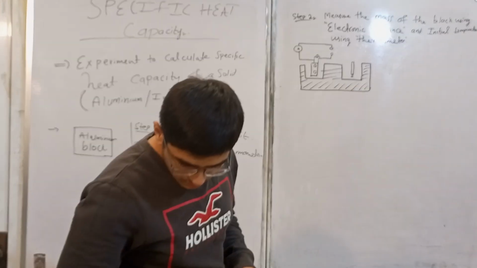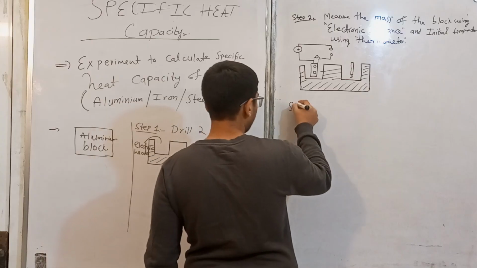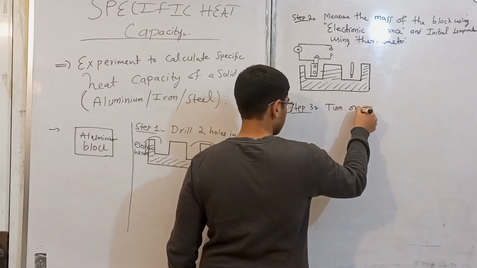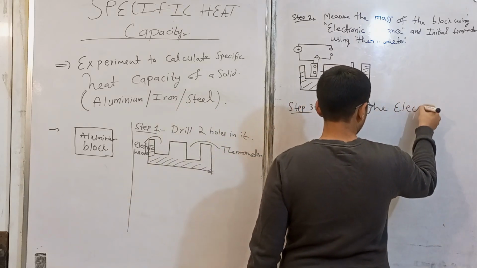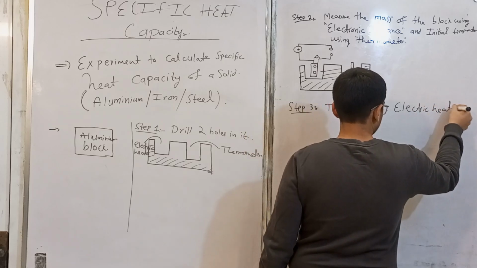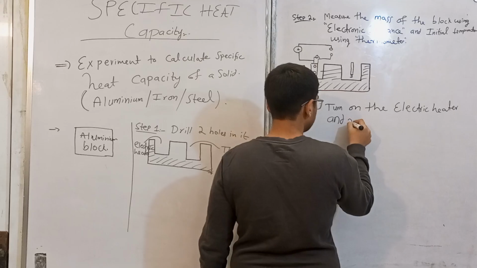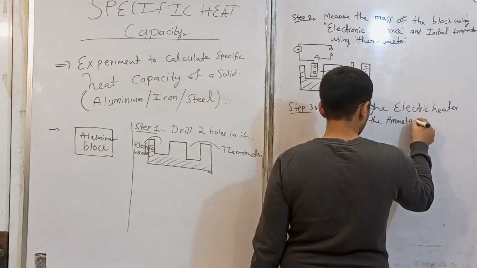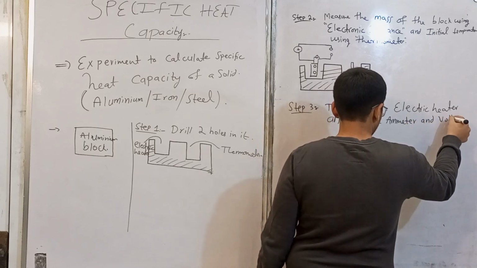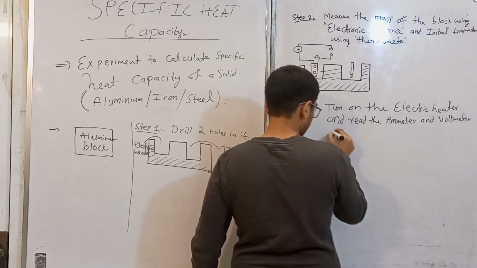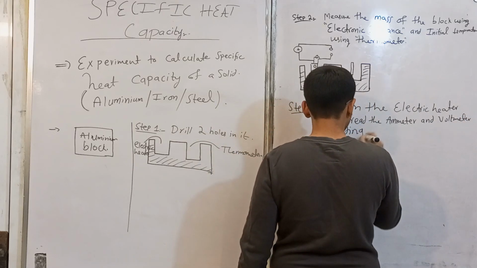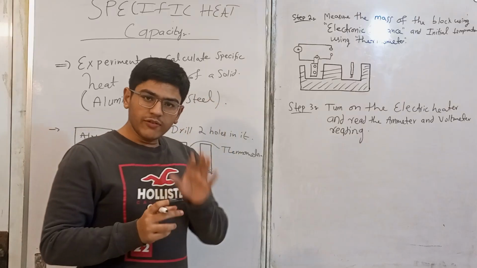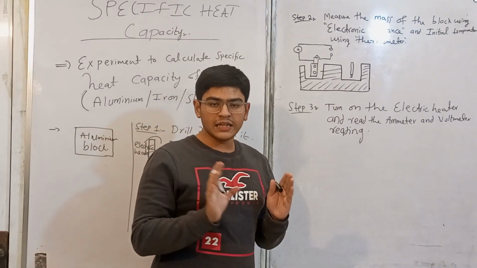Now our next step, that is step 3, is to turn on the electric heater and read the ammeter and voltmeter readings. Now you don't have to freak out about what the ammeter or voltmeter is here. We will discuss it in detail in our section 4, that is electricity and magnetism.